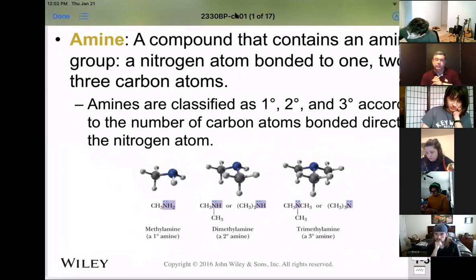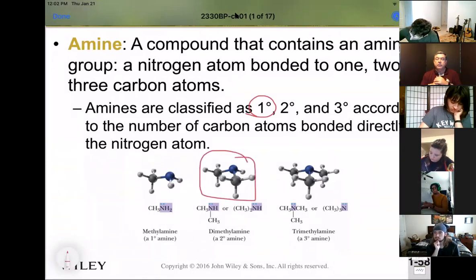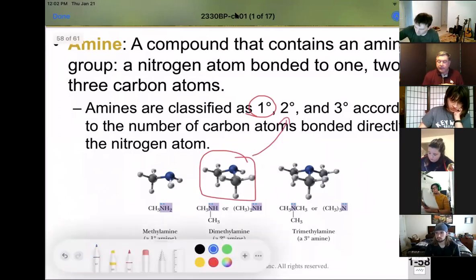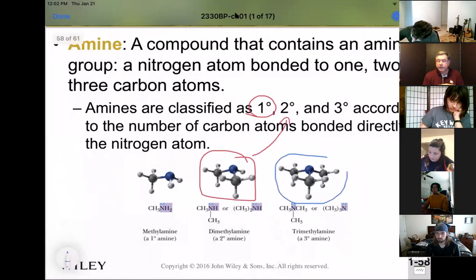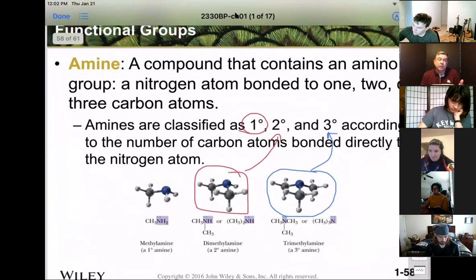Primary amine, because you only have one carbon on there. If you have two carbons attached to your nitrogen, like the one here in the middle, we call that a secondary amine. And then if we extend that so all of the available bonding sites for that nitrogen are used, we call that a tertiary amine. So primary amine is one carbon, secondary amine is two carbons, tertiary amine is three carbons. These have different functionalities than alcohols because we have a nitrogen instead of an oxygen.